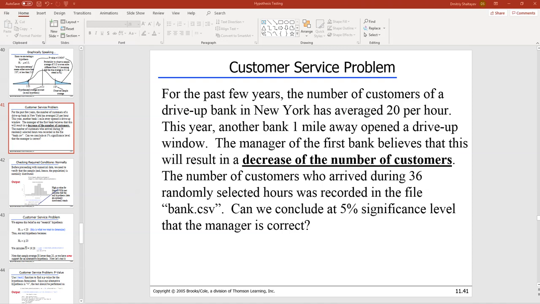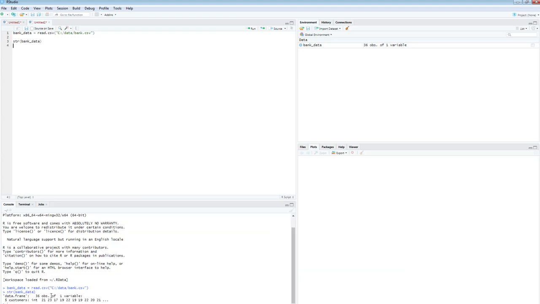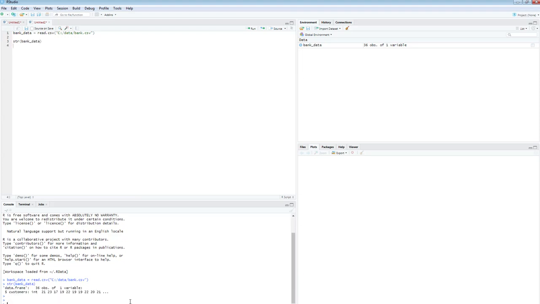Okay, so let's jump at the data set. I'm going to call it bank_data and read the CSV file. Data recorded in the file in the C data folder, bank.csv. And again, oftentimes it's a good idea to take a look at the structure of the data, right? Structure of the bank_data. All right, there it is. I'm going to give a couple of entries.